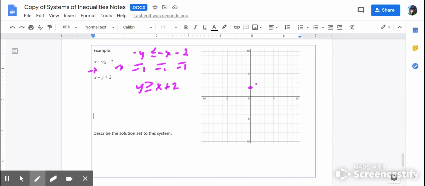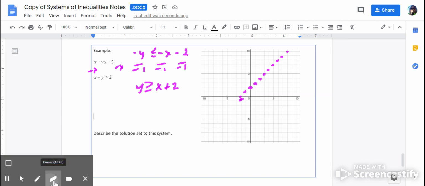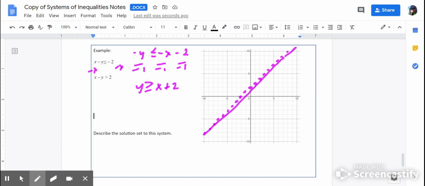Start at positive 2, and then it's up 1 over 1. And down 1 to the left 1. Toward the end of the graph. We notice that it is equal to, so we do want to connect with a solid line.